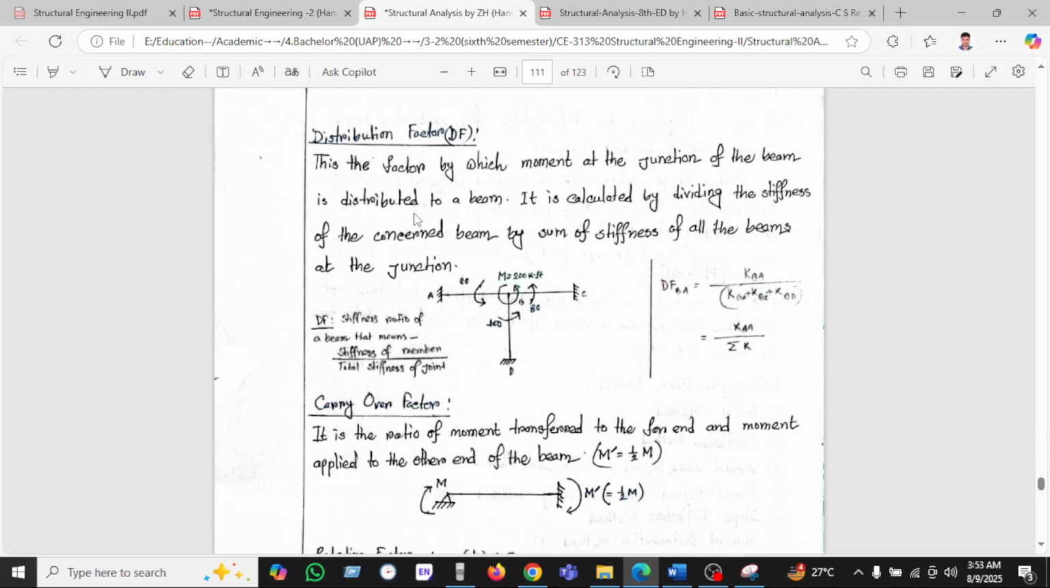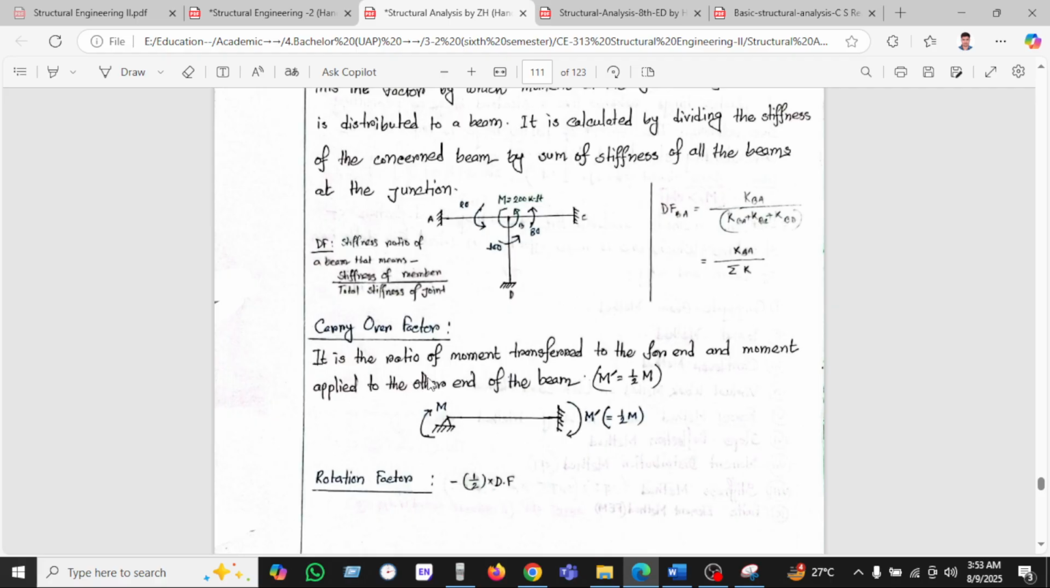What is the distribution factor? The distribution factor is the share of the moment at a junction that is distributed to a beam, and it is calculated by dividing the stiffness of the connected beam by the sum of the stiffnesses of all the beams at the junction. Here we see the stiffness of the member and the total stiffness of the joint. So the distribution factor DF_BA equals K_BA divided by the sum of K, that is K_BA plus K_BC plus K_BD.